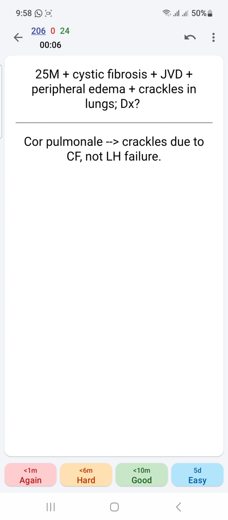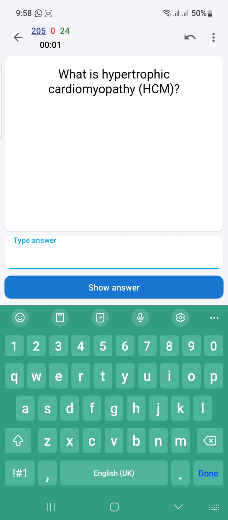Diagnosis is cor pulmonale. Crackles are due to CF, not LH failure. Okay. It's not due to cystic fibrosis, I think.